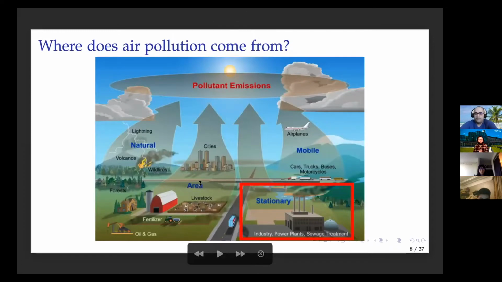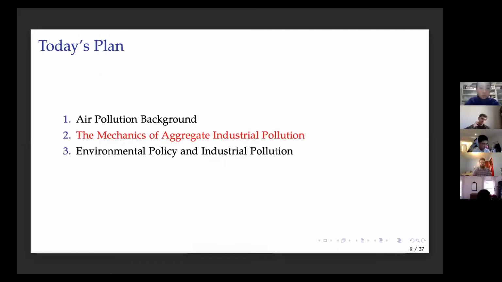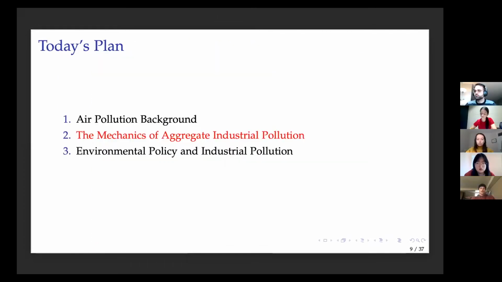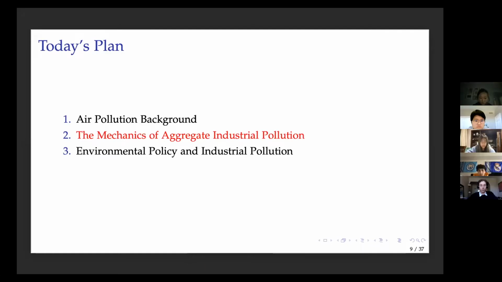So my area is really focused on stationary sources, and I think in particular trying to understand industrial sources of air pollution and how policy affects these industrial sources. And so what I want to do today is talk a little bit more about these industrial sources and try to get a sense of where does this pollution come from and what can policy do to try to reduce that pollution. So let's use that as a framework to talk about the mechanics of aggregate industrial pollution.